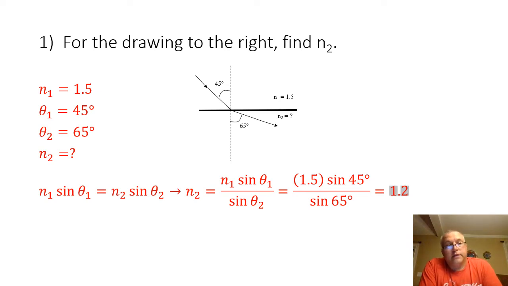When we take Snell's law and want to solve for N2, I know that N2 is going to equal N1 sine theta 1 divided by sine theta 2. Plugging my known values into that equation will give me an index of refraction for my refractive medium of 1.2.